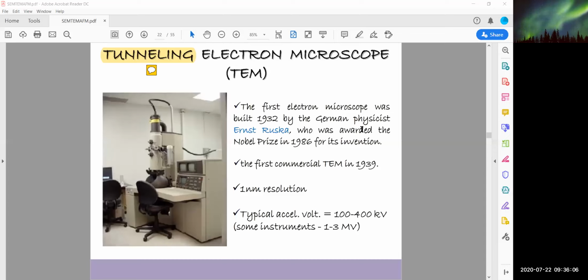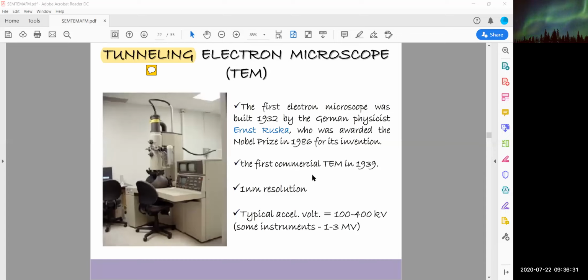Okay, the first electron microscope. First of all, TEM. TEM stands for transmission electron microscope. I repeat, TEM stands for transmission electron microscope, not tunneling. It's transmission electron microscope. Okay. The first electron microscope was built in 1932 by the German physicist Ernst Ruska, who was awarded the Nobel Prize in 1986 for its invention.